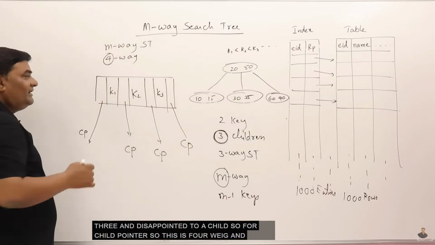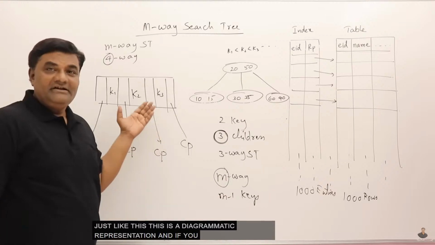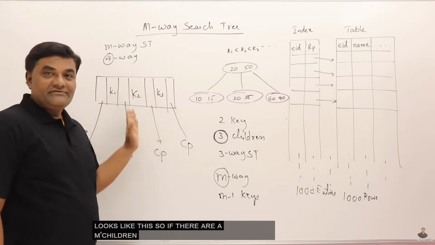So 4 child pointers, so this is 4-way, and when it is 4-way, then there can be 3 keys. That is M-way search tree, the node can have m minus 1 keys. So it's just like this. This is diagrammatic representation, and if you're making another structure, then the node structure looks like this. So if there are m children, then m minus 1 keys is required.